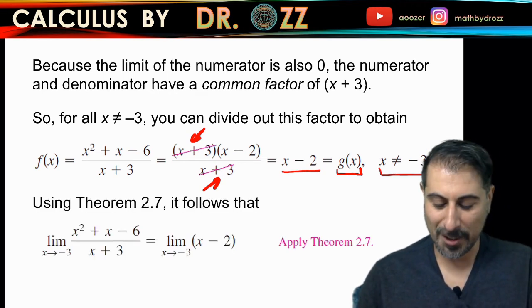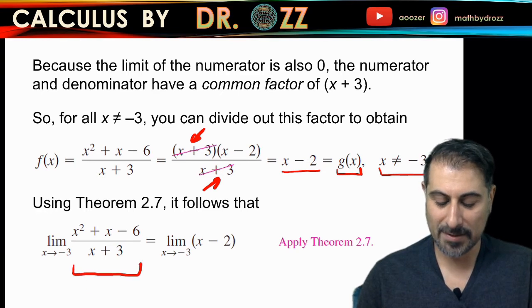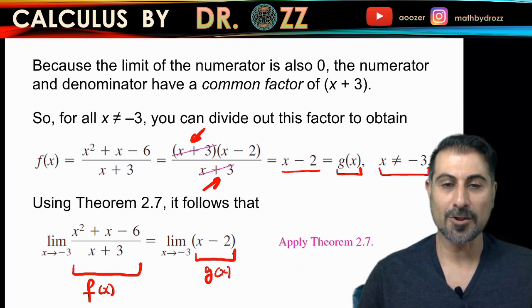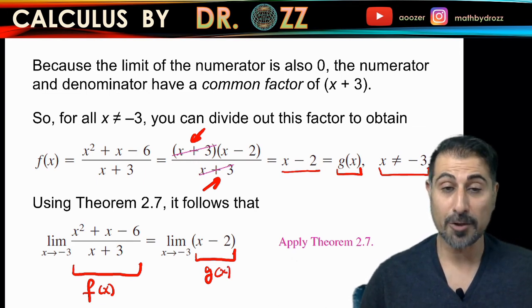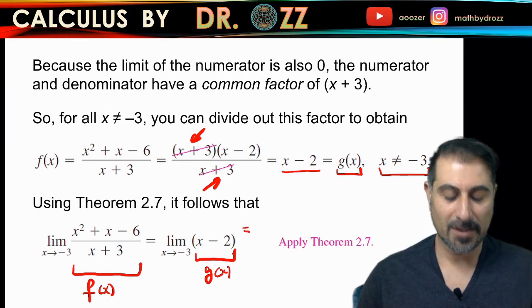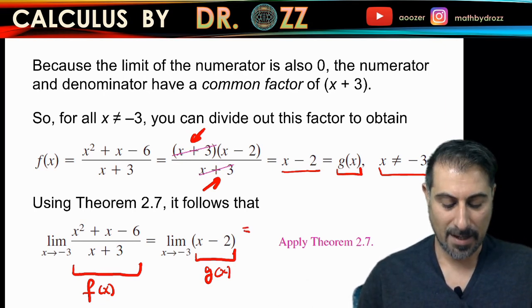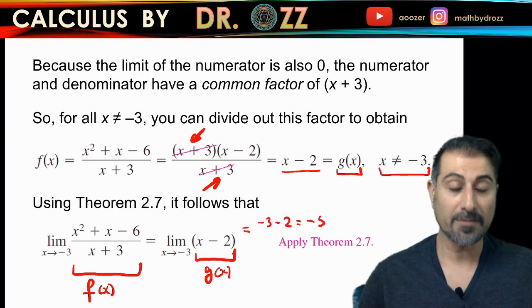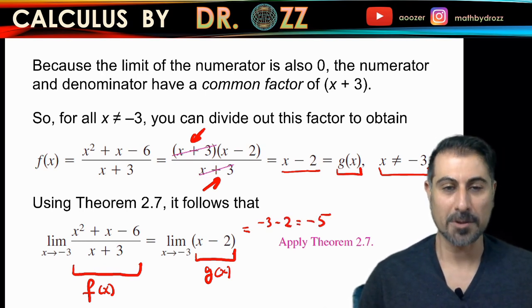Therefore, the limit of f of x is exactly equal to the limit of g of x, because f and g match everywhere except at -3. But this limit can be easily calculated as -3 minus 2, which is -5, by direct substitution.